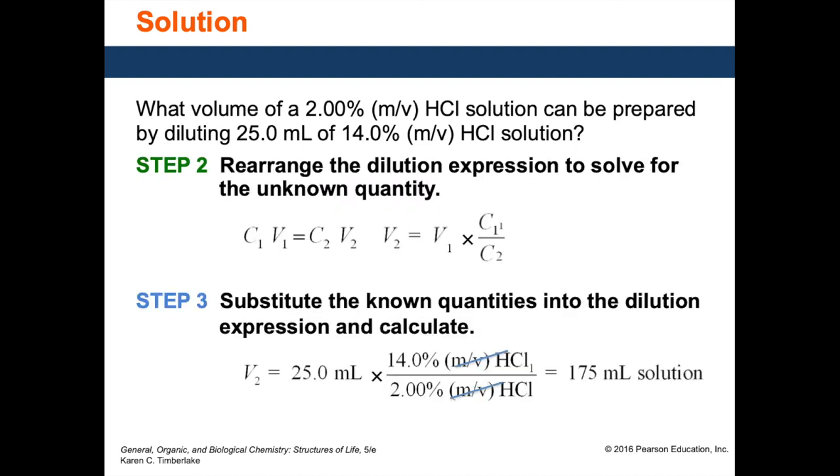So here's our setup for that. We have basically our initial volume times our initial concentration, so 25 milliliters times 14%. And then we divide by our new concentration, the one we're trying to dilute to, 2%. And you can see that those concentrations cancel out, and we're left with an answer in milliliters.